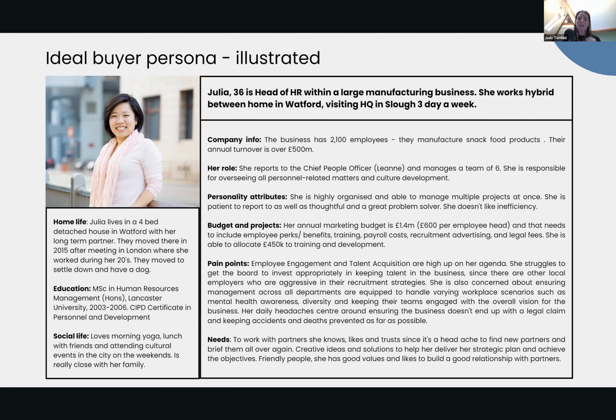In terms of her budget and her projects, her annual HR budget is 1.4 million. That's £600 per employee head. And for that, she needs to include employee perks, benefits, training, payroll costs, recruitment, advertising, and legal fees. She is able to allocate out of that budget 450k to training and development. That would tell us that because Inspire Engagement's ideal project is about 80k, it wouldn't be unrealistic for her to allocate 80k to that out of her 450k training budget. So it's not the entirety of her budget. So she's not going to be too scared to do it.